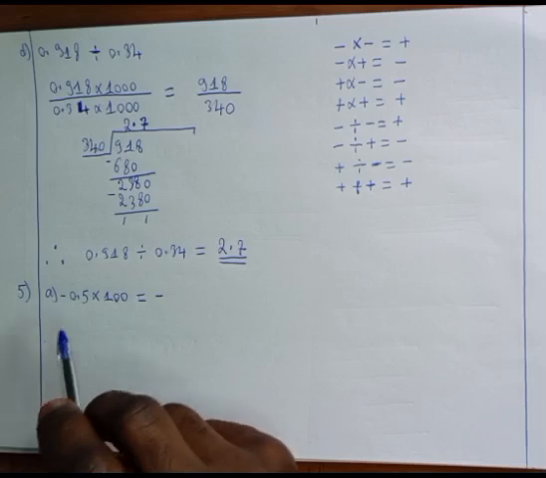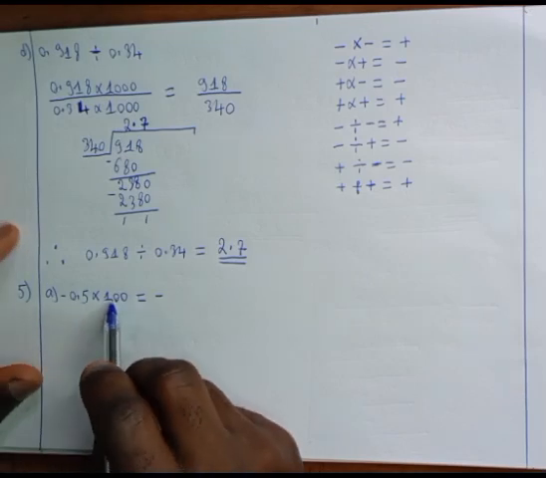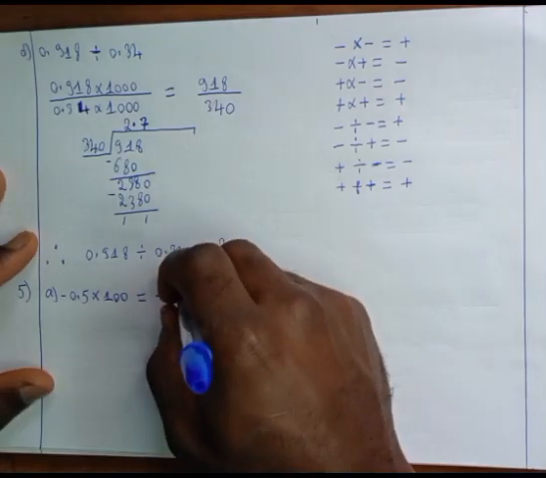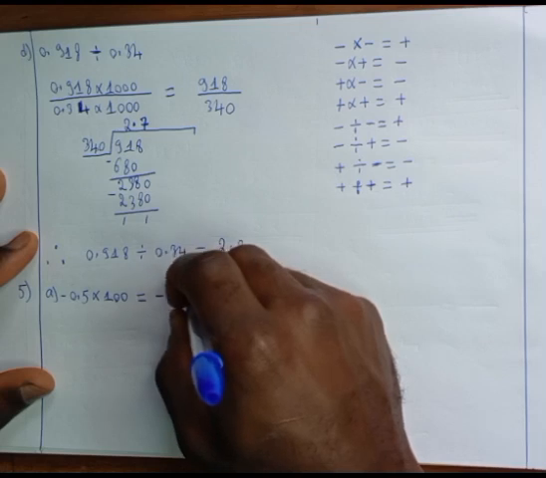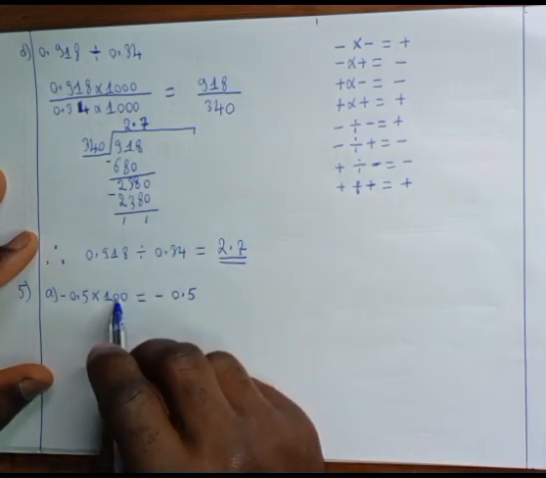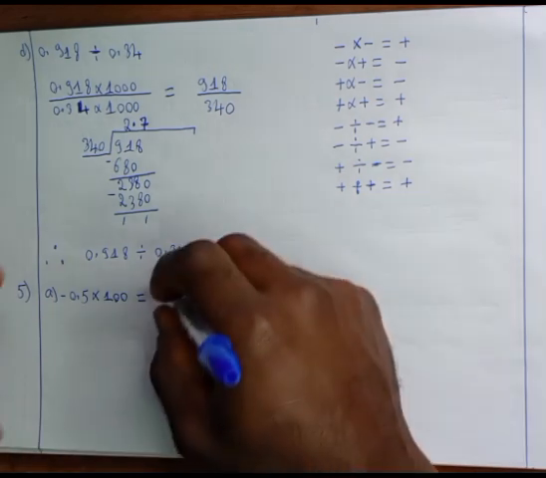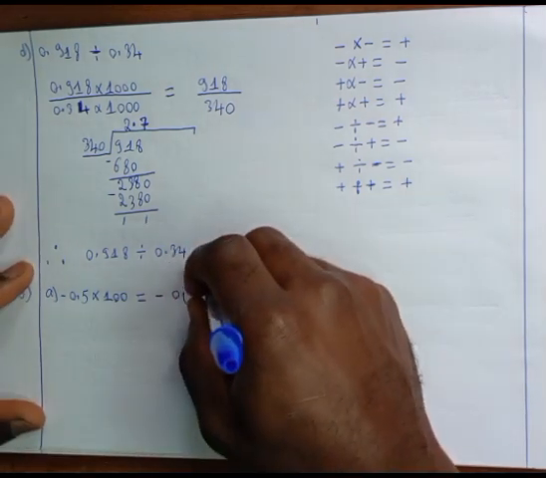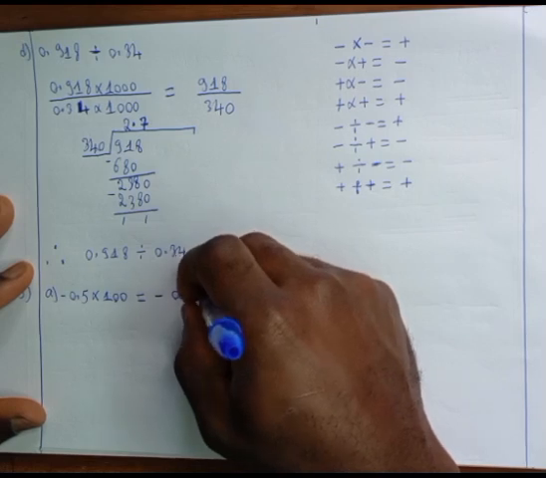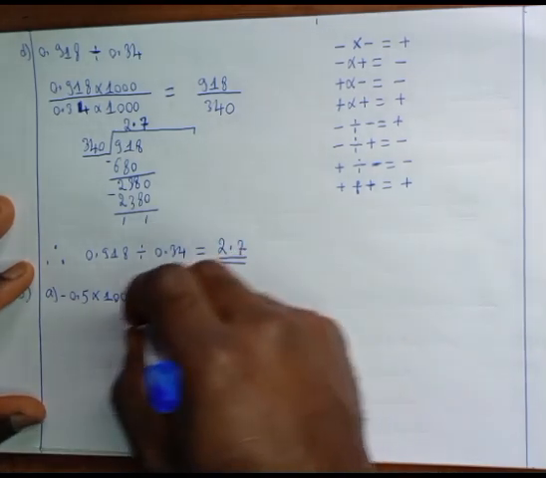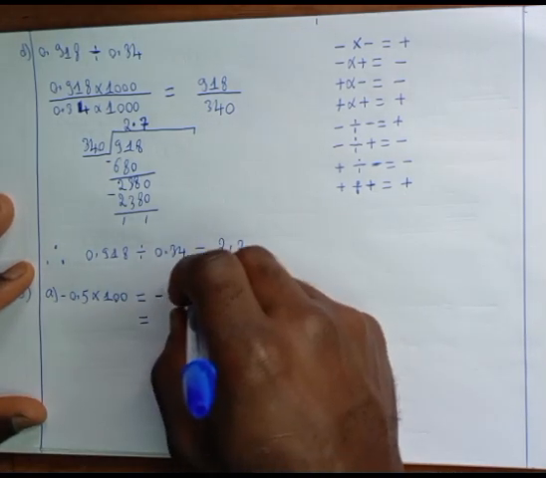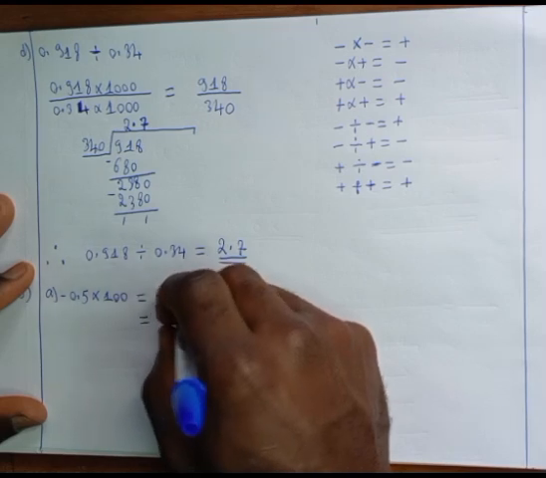And now we are multiplying 0.5 by a power of 10. We write down our 0.5. We are multiplying by a power of 10, which has how many zeros? 1, 2. We are going to take the decimal point 2 places to the right hand side. We are going to take it 1, 2. Then we fill the gaps with zeros. So this will simply be equal to negative 50.